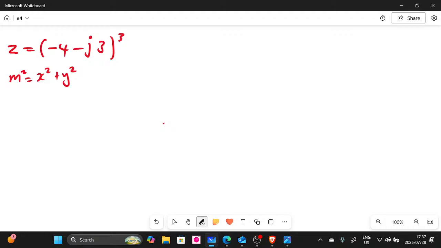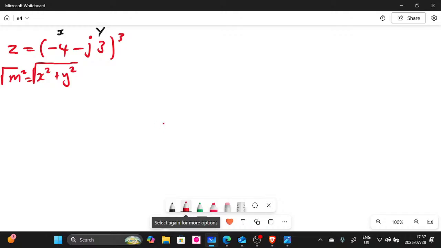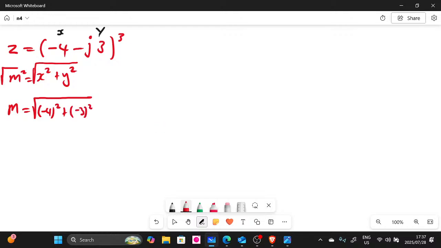This m stands for modulus. Now what you need to understand here, guys, is that the real number here, -4, represents x. The imaginary number here is -3j, or -j3. That is the imaginary number, so that represents y. You're looking for the modulus, more like the radius, so you have to square both sides. Our modulus is going to be the square root of x squared, which is -4 squared plus -3 squared. Put that in a calculator, and then you will have the answer.